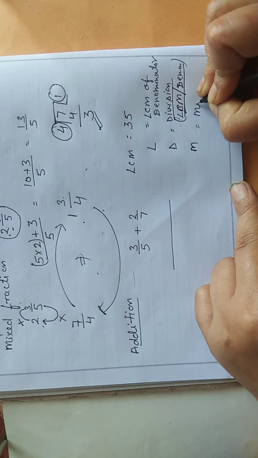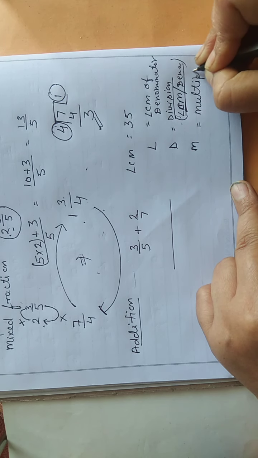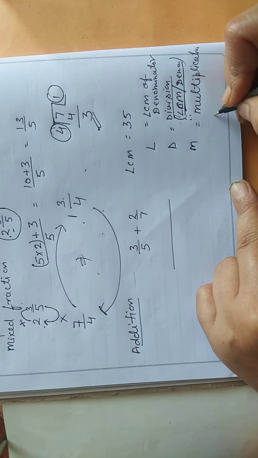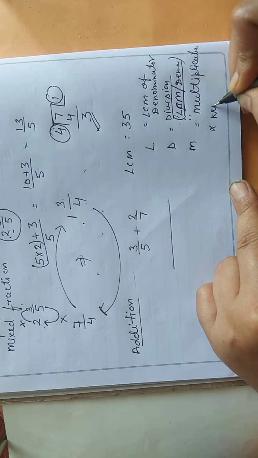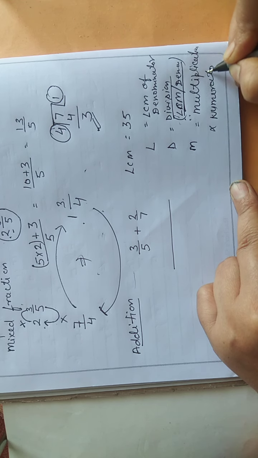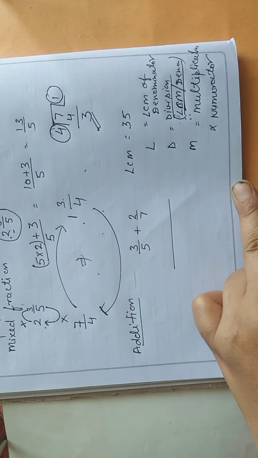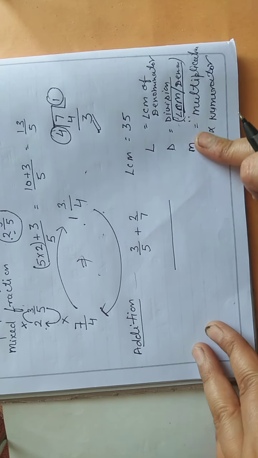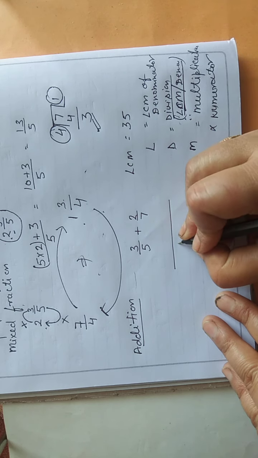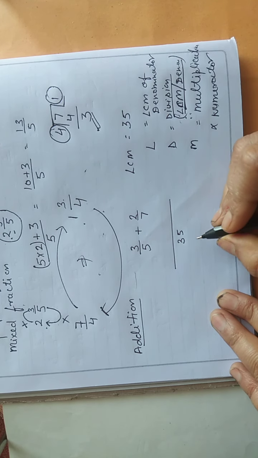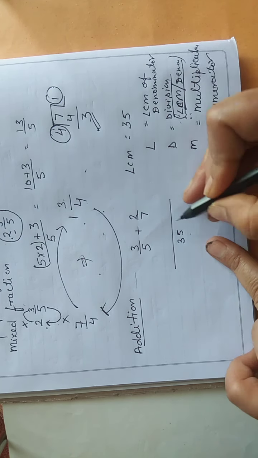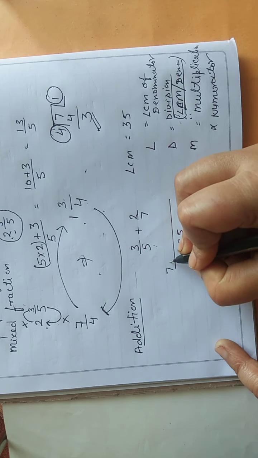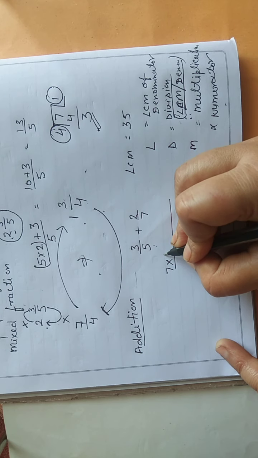Then next is multiplication. What do you have to multiply? You have to multiply the result by the numerator. So what are the steps? LCM of denominator. So the LCM of the denominator is 35. Now division, LCM by denominator. So 35 divided by 5, we are getting 7. Then multiply by numerator 3.